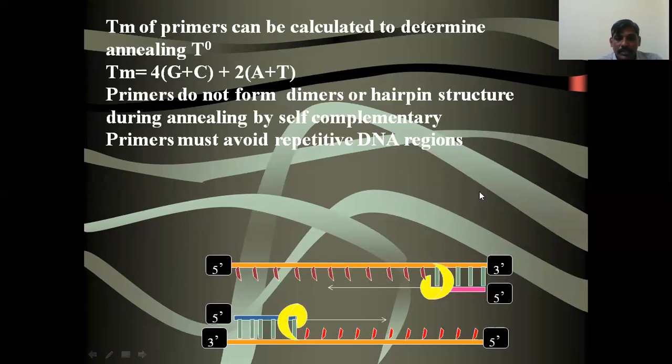So this is the annealing step. In the previous step, we can see two separate single stranded DNA molecules, which contain 5 prime and 3 prime, and in the same way 3 prime and 5 prime.